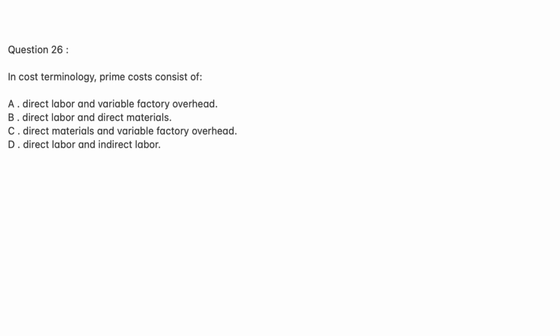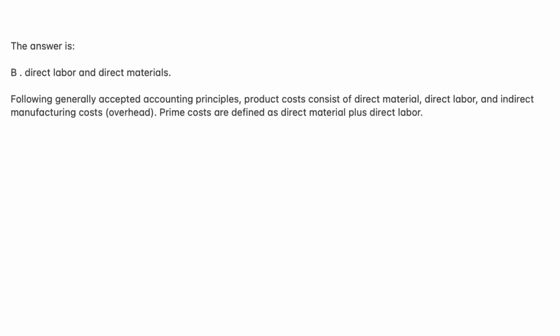Question 26. In cost terminology, prime costs consist of A. Direct labor and variable factory overhead. B. Direct labor and direct materials. C. Direct materials and variable factory overhead. D. Direct labor and indirect labor. The answer is B. Direct labor and direct materials. Following generally accepted accounting principles, product costs consist of direct material, direct labor, and indirect manufacturing costs, overhead.